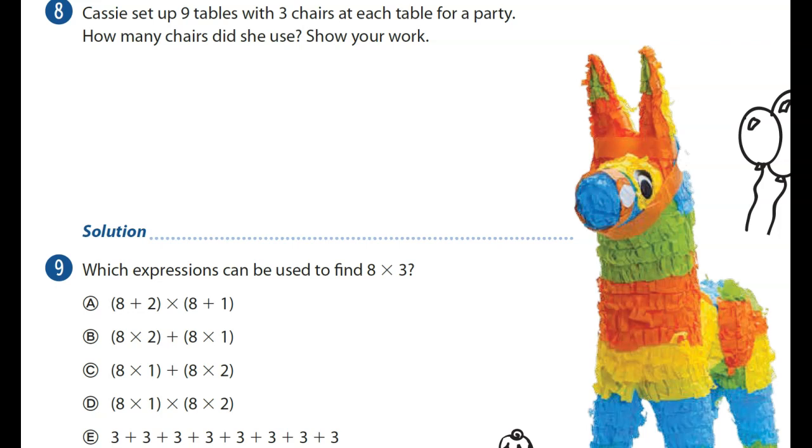Okay, let's go and do number 8 together. It says Cassie sets up 9 tables with 3 chairs at each table for a party. How many chairs did she use? So 9 tables, right? Well, how many chairs in each table? 3. I could use an array, or I could do groups. In this case, I might just do groups then. My first number tells me how many tables I have. How many tables? 9.